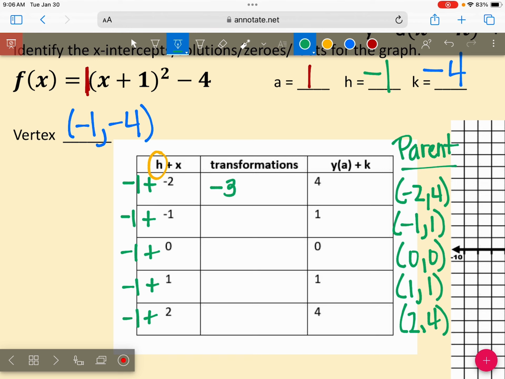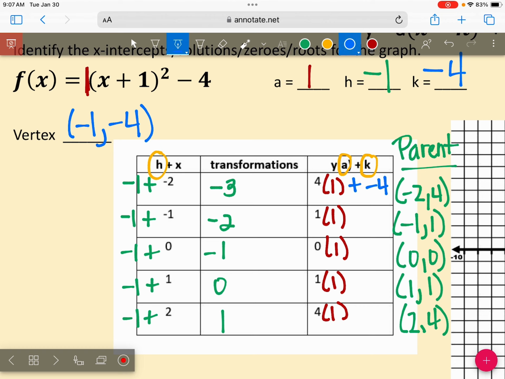All right, so you should get negative 3, negative 2, negative 1, 0, and 1. Who had that? All right, good. So now for your Y values, if you look at the top, we're doing 2 transformations. We're multiplying by A and we're adding K. So we're multiplying by 1, which doesn't change the value, but I'll write it anyway. And then we're also going to add negative 4.